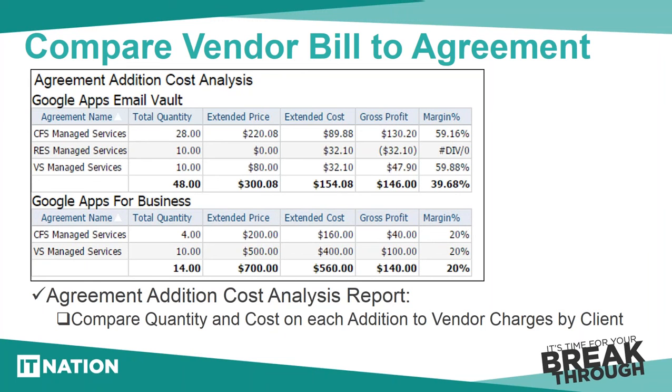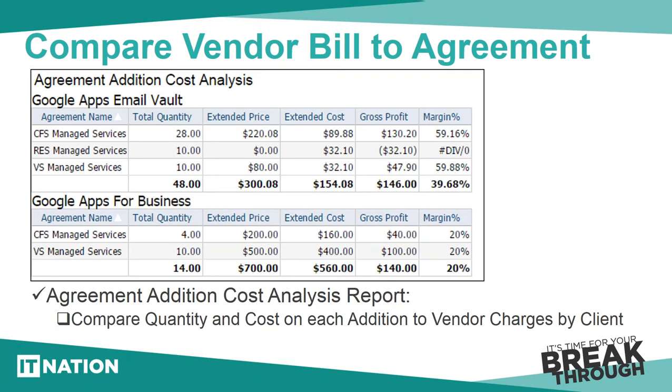So in this case, I have 3 agreements that are obtaining Google Apps email vaults, the total quantity, how much we're charging the client, what our cost is, so what we are paying to the vendor, and then the gross margin. Google Apps for Business is a separate service that we're providing. We are being billed by Google, but we want to separate that out so we have details.